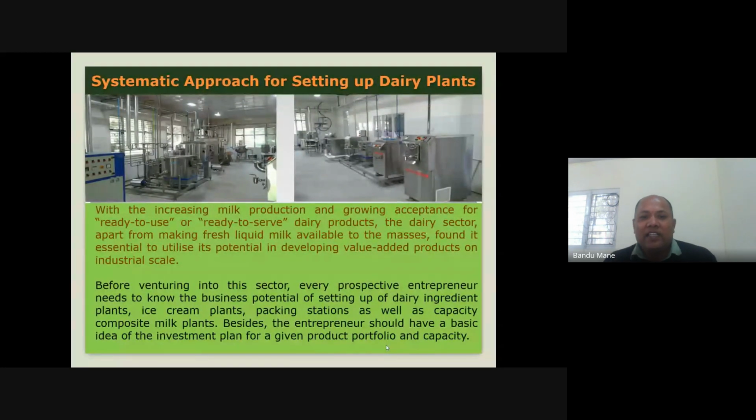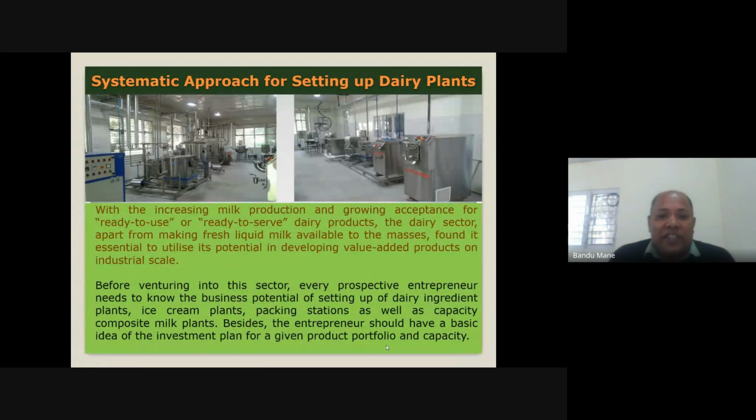So you know about the increasing milk production and the growing acceptance of ready-to-use, ready-to-serve dairy products. The dairy sector, apart from making fresh liquid milk available to the masses, found it essential to utilize its potential in developing value-added products on an industrial scale. What are the value-added products? That is paneer, ghee, yogurt, khoa, then khoa and chana-based further processed products, that is rasgulla, gulab jamun, burfi. These are the value-added products. So you will find these products now on an industrial scale. Earlier it was the sweet mart where you would purchase the product, but it is available now on an industrial scale.